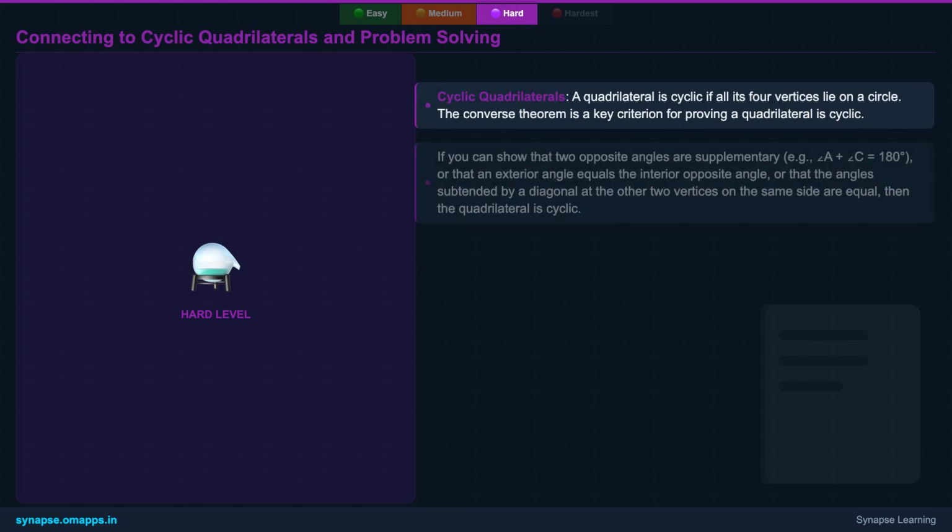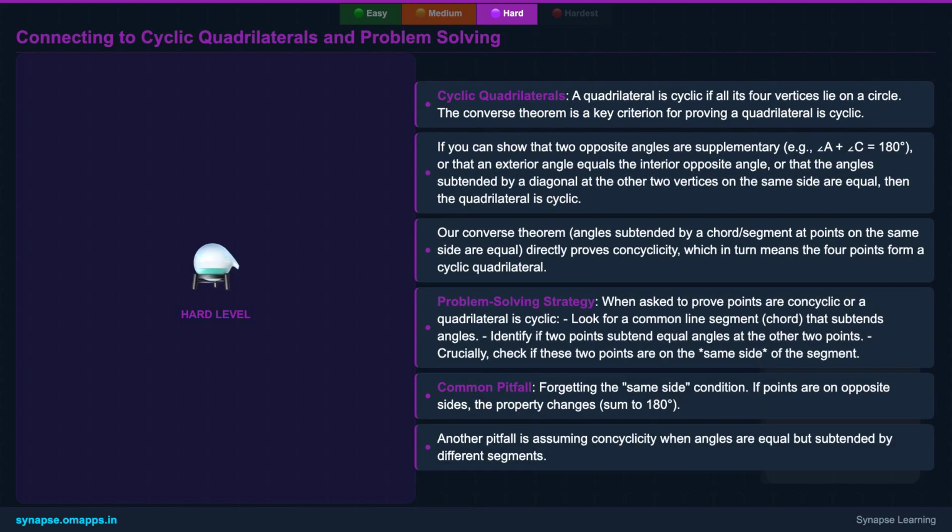This converse theorem is not just an isolated fact, it's deeply connected to other important concepts, especially cyclic quadrilaterals. A quadrilateral is cyclic if all its 4 vertices lie on a single circle. Our theorem provides a direct way to prove that 4 points form a cyclic quadrilateral. If you find 2 equal angles subtended by a diagonal on the same side, you've proven the quadrilateral is cyclic.